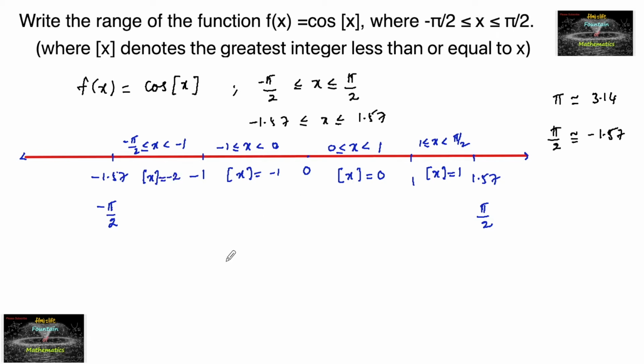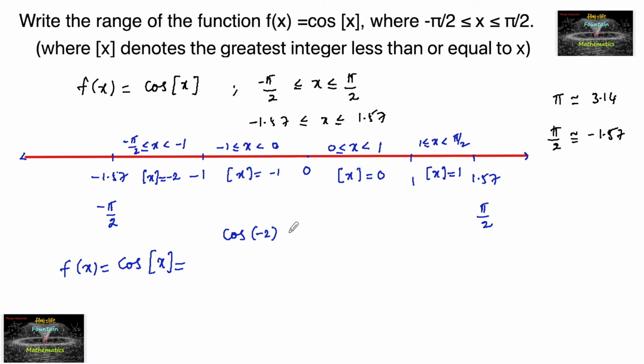So based on this information, the given function f of x equal to cos of step x, we can write in the four intervals, like cos of minus 2.